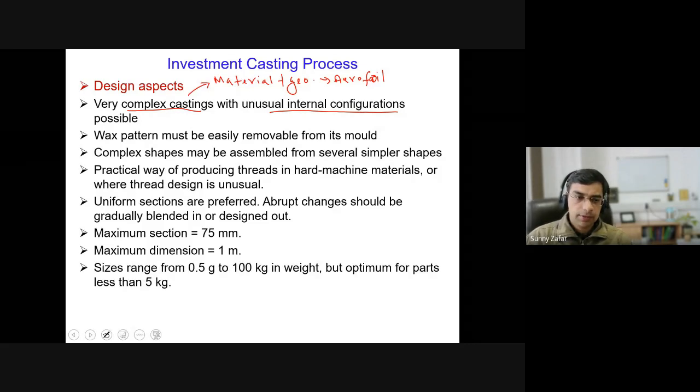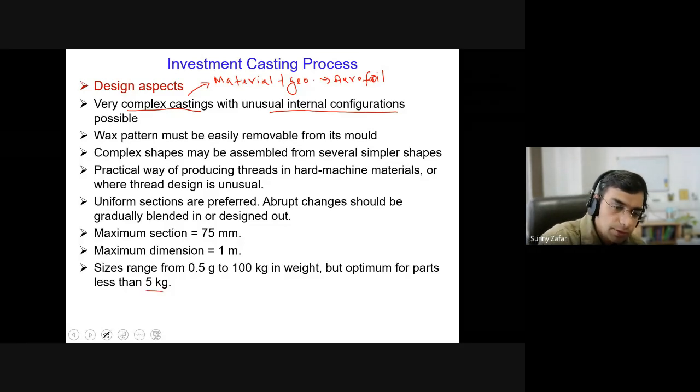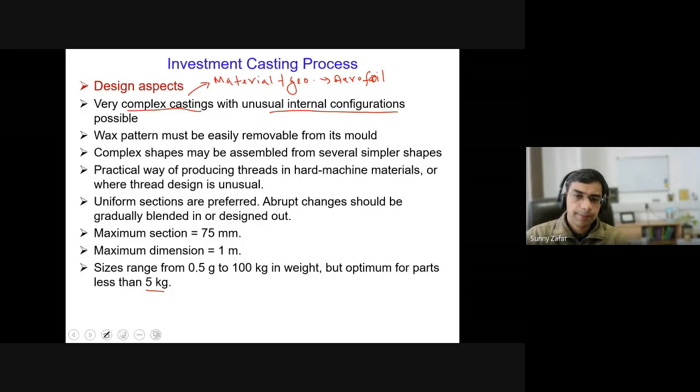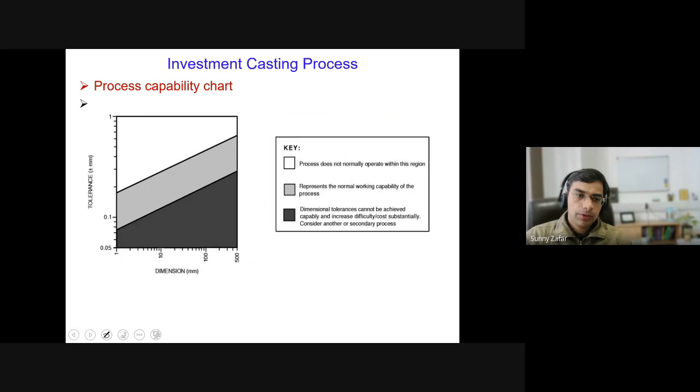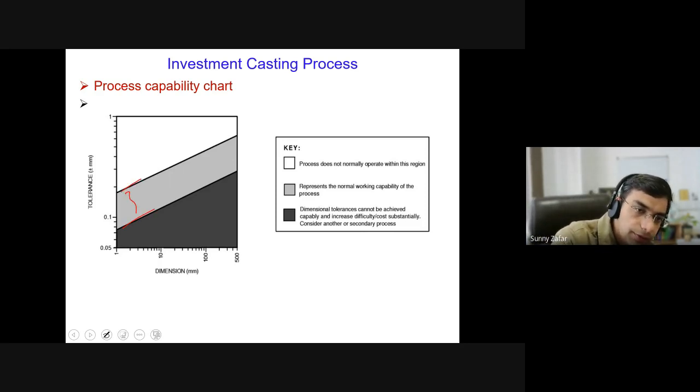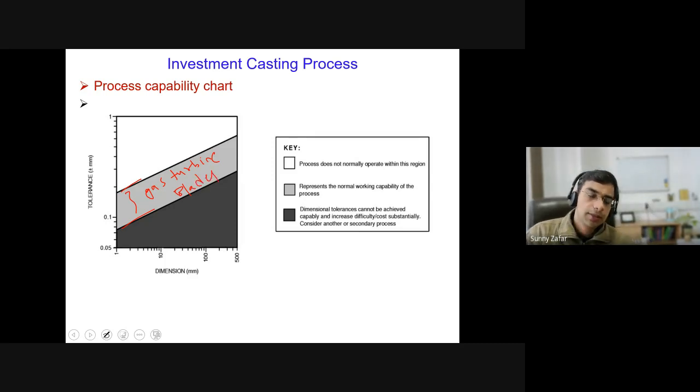Of course, it also suffices for the size range, that is 0.5 to 100 kilograms, but the optimum is less than 5 kg. So our blades generally weigh less than 5 kg. And if I talk of the tolerance here, the process normally is in this range, which is sufficient for the gas turbine blades. So now what we have with us is a cast blade made from investment casting. Investment casting is just one process to make the gas turbine blade. We have another process known as vacuum casting that I will also discuss.